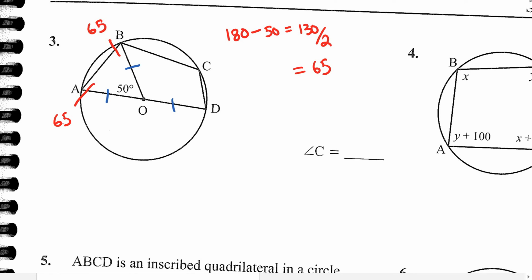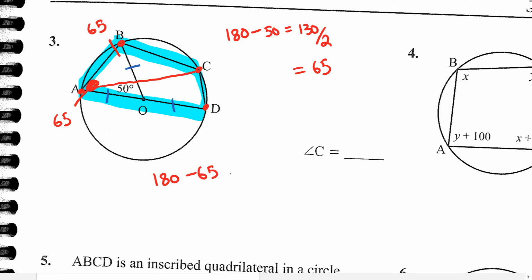Okay, and the reason why that's going to be useful now is because take a look at this four-sided shape. All the edges are touching the circle, and this 65 degrees that we just found and this angle C, they both add up to 180. So 180 minus 65, let me do that really quickly on the calculator here. That gives me 115 degrees. So that's going to be 115 right here in the corner. So angle C is 115 degrees.